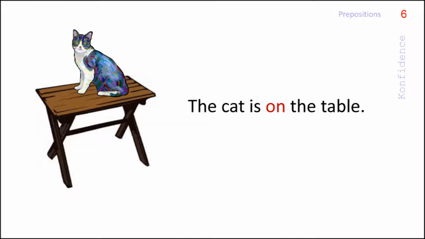Look at the example given in the slide. In this sentence, on is the preposition. Take away that on from the sentence, we will get a ridiculous sentence: the cat is the table. This shows how important preposition is in giving right meaning to a sentence.